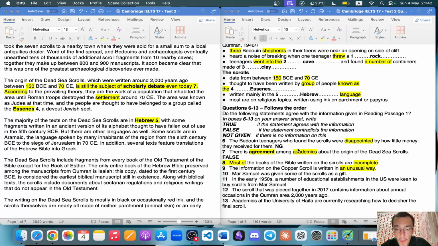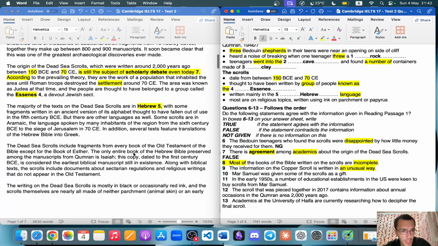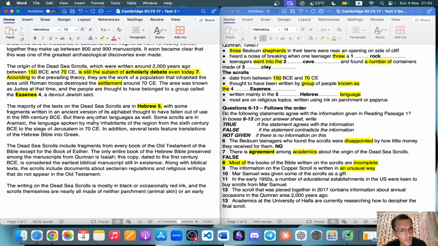Sorry for that. So most of the books of the Bible written on the scrolls are incomplete. Again, we didn't necessarily find the question here. However, we have to continue. So the Dead Sea Scrolls include fragments from every book of the Old Testament of the Bible, except for the book of Esther. So most of the books of the Bible written on the scrolls are incomplete.